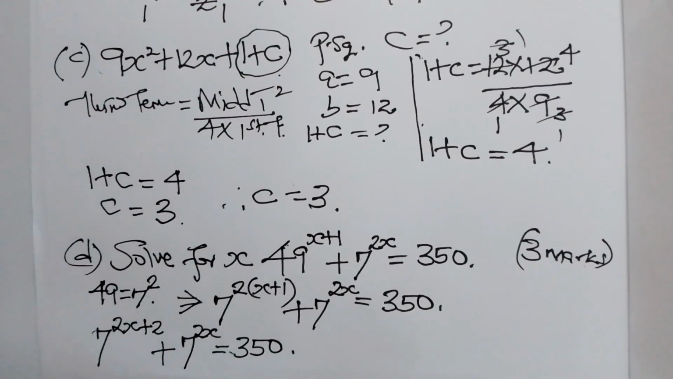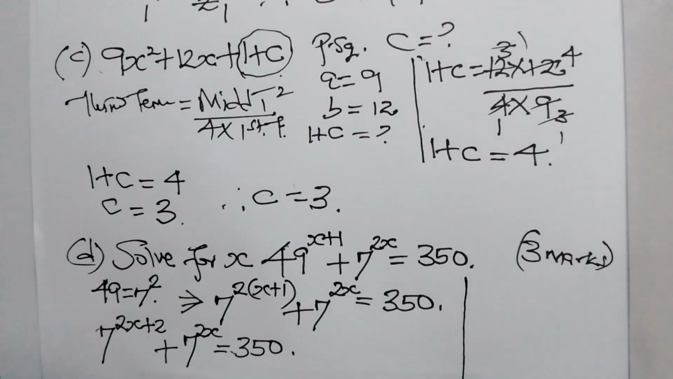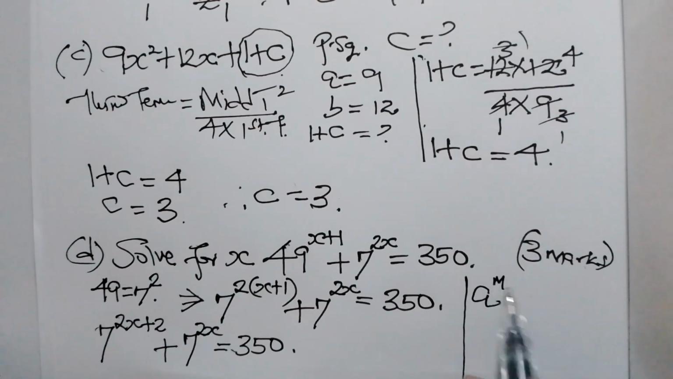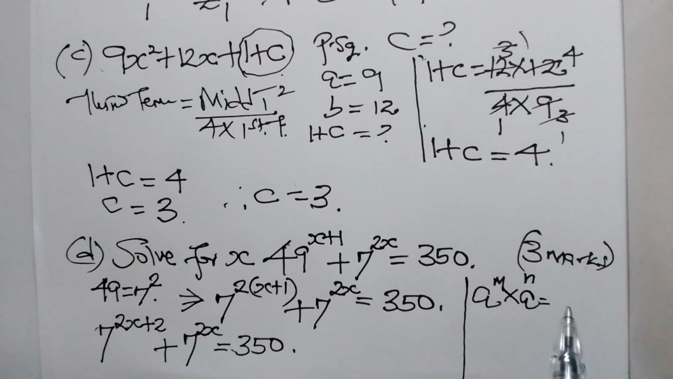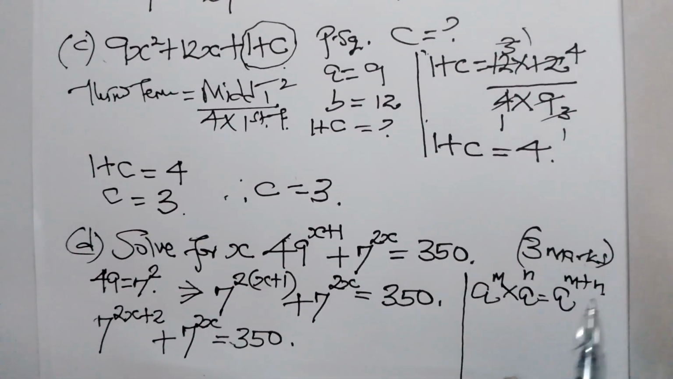We need to remember that when the bases are the same, we normally add the powers. When we are multiplying indices with the same bases, the powers are normally added. This is to say a raised to power m multiplied by a raised to power n is the same as a raised to power m plus n.